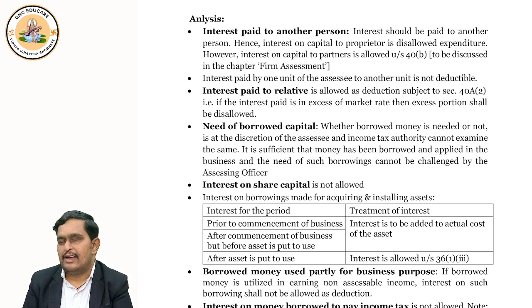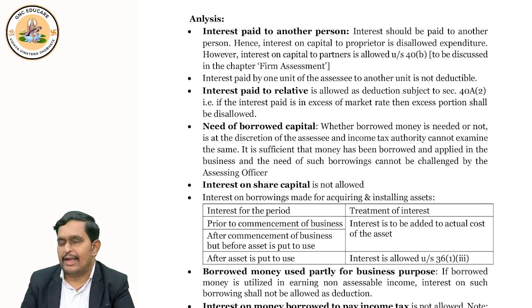Okay? And what about interest after that? Now you have started using the asset. Now after that you are paying some interest because the loan is not paid till now. So what about that interest after putting the asset to use? It is treated as business expenditure and claimed as deduction under section 36. So under this section itself, you will get the deduction.